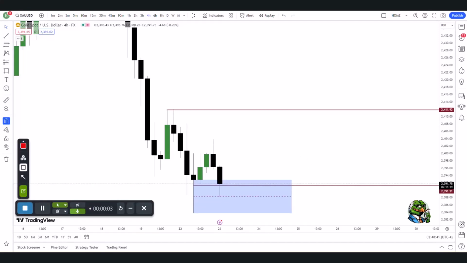You're looking at a chart of gold, and I want to talk about this entry that I've just taken on gold. Let me just get this out of the way. Don't need that on the screen.